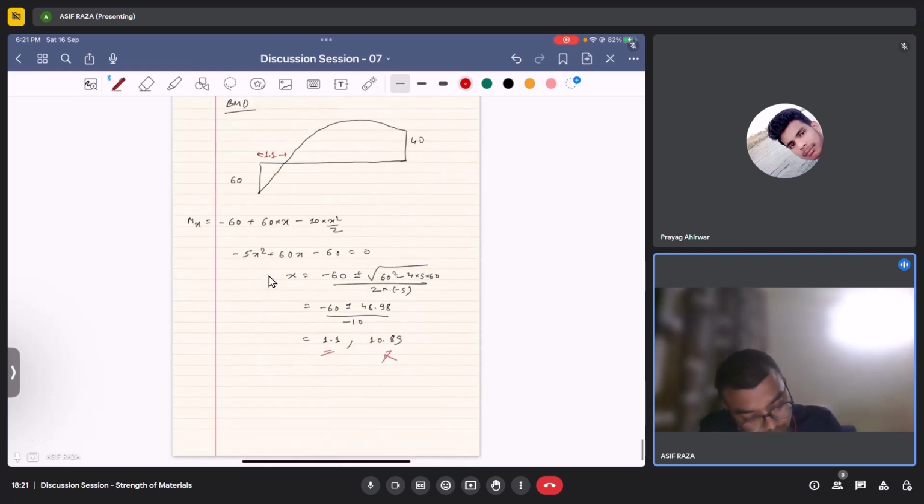Just to the left of B, it would be minus 60 plus 60 into 10 minus 10 into 10 square by 2. This would be equal to minus 60 plus 600 minus 500, that is 600 minus 100, which is equal to 40, right? So at the rightmost end it would be 40, and due to the concentrated moment it will shift back to 0.